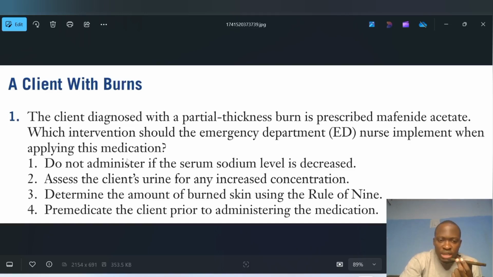Number 1, do not administer if the serum sodium level is decreased. Number 2, assess the client's urine for any increased concentration. Number 3, determine the amount of burned skin using the rule of 9. Or number 4, pre-medicate the client prior to administering the medication. What do you guys think is the answer?